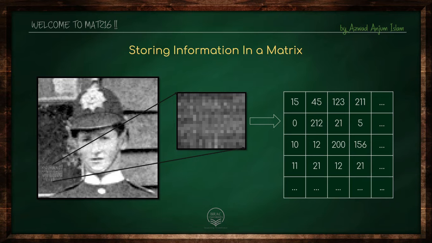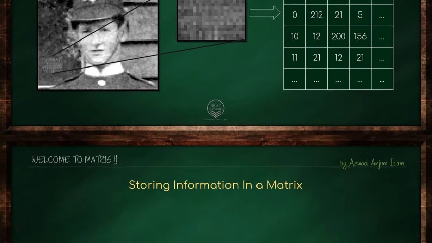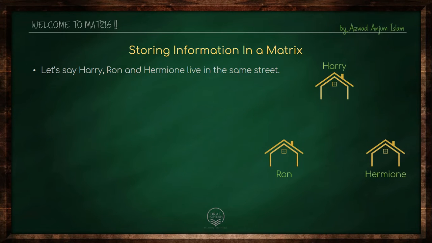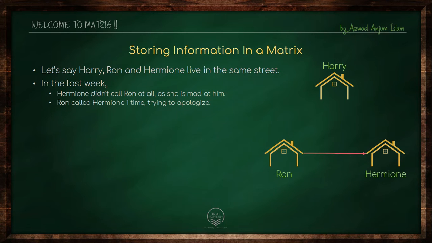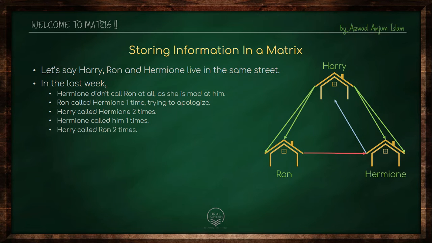Now this is one way to store data. Let's look at another example that deals with data in a different way. Let's say Harry, Ron and Hermione live in the same street. So we have three houses. In the last week, Hermione didn't call Ron because there happens to be some fight going on over there. Ron tried to apologize once, so he made one phone call to Hermione. Harry is trying to resolve the issue, so he called Hermione 2 times. Hermione called back once. Harry called Ron twice, and Ron called back 3 times.